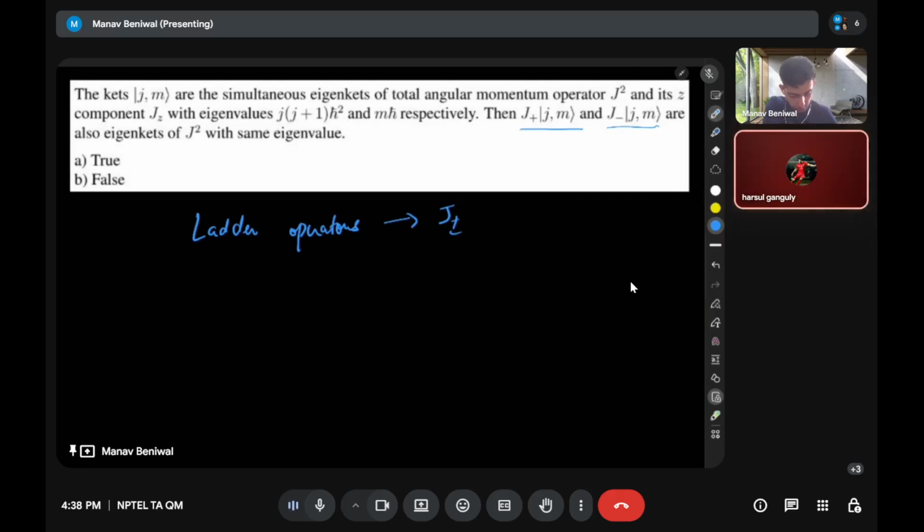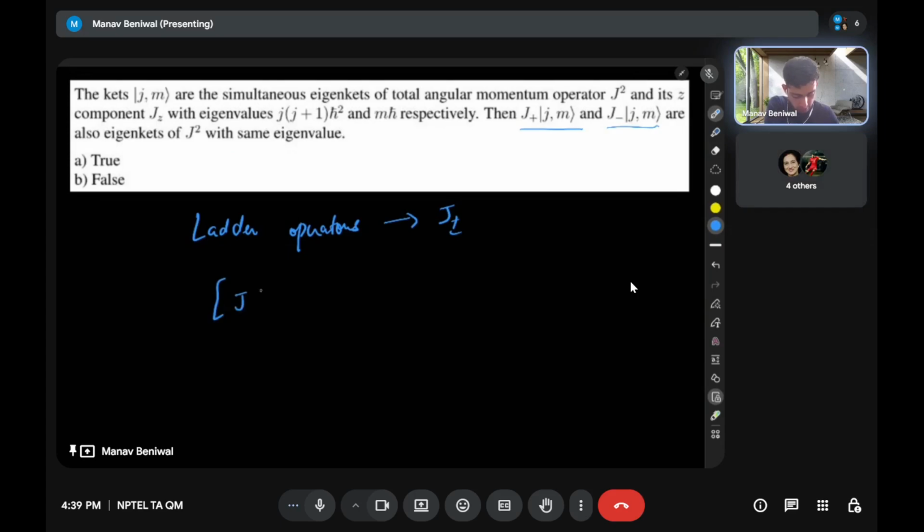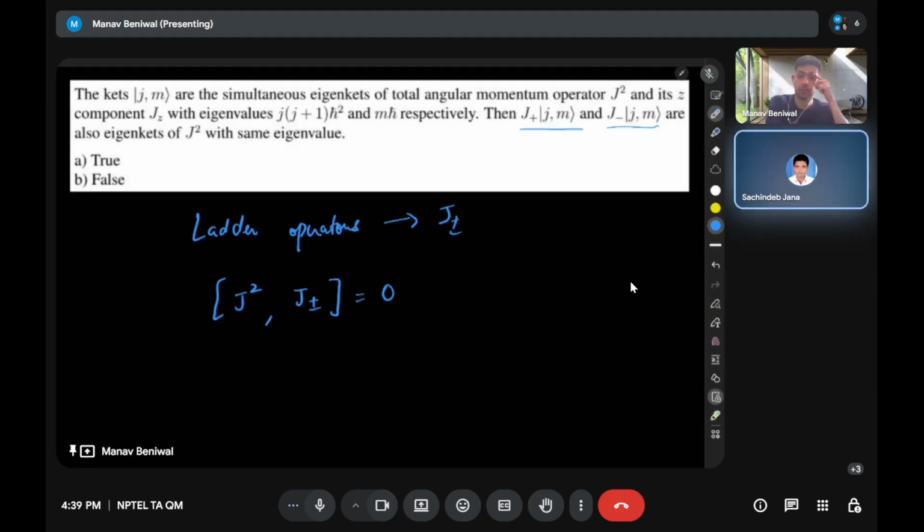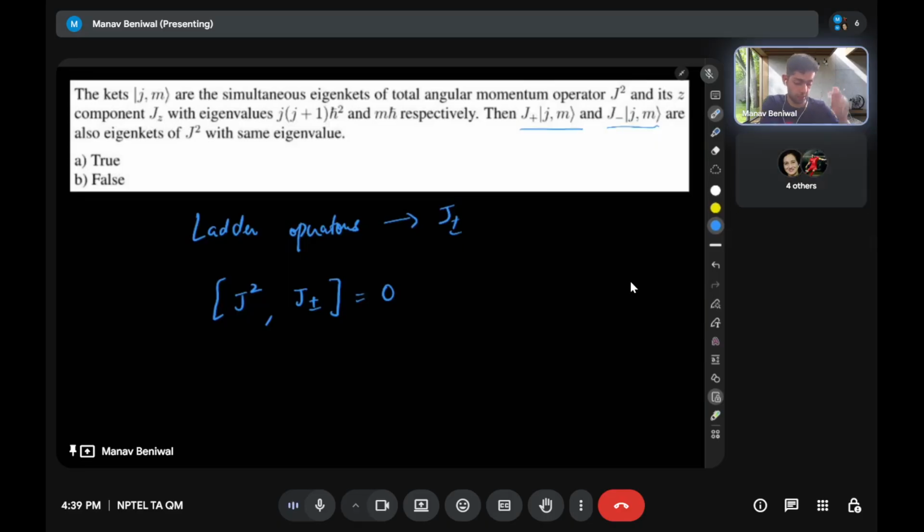And for ladder operators, we know that the commutation relation holds true, so their commutator is 0. Sir, what is a ladder operator? Okay, so a ladder operator. Do you know about the harmonic oscillator?